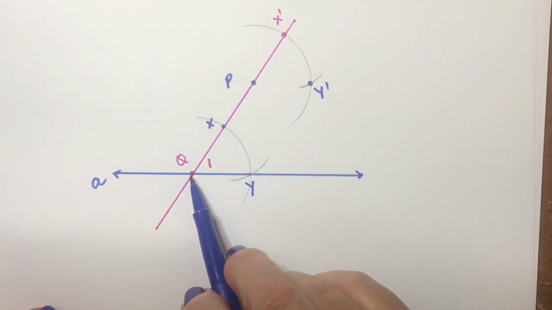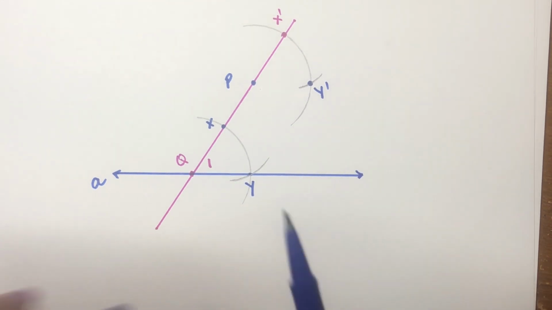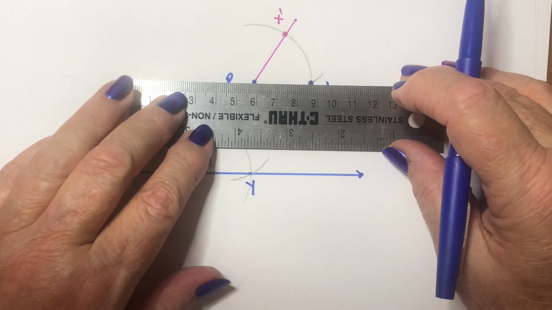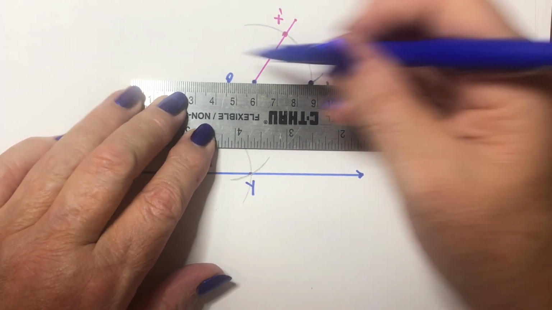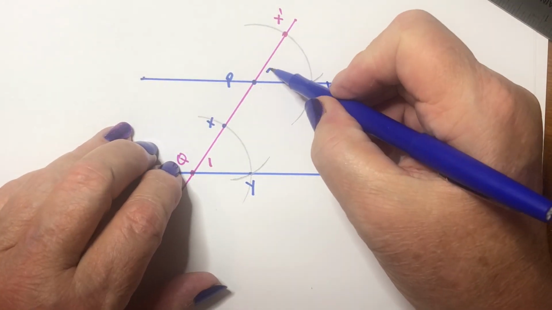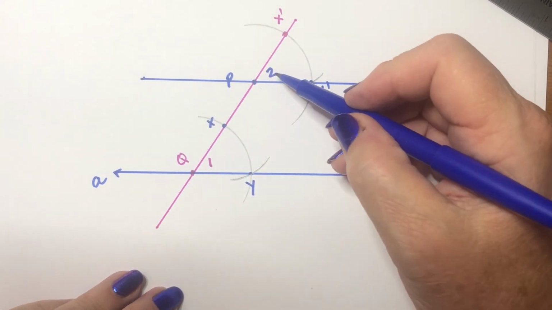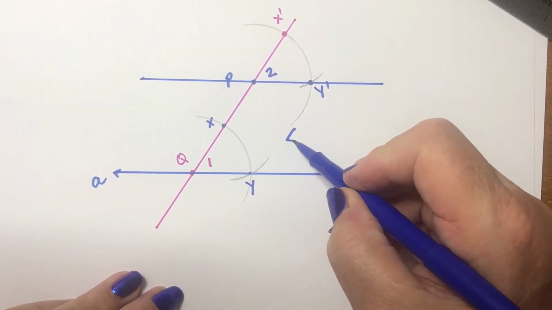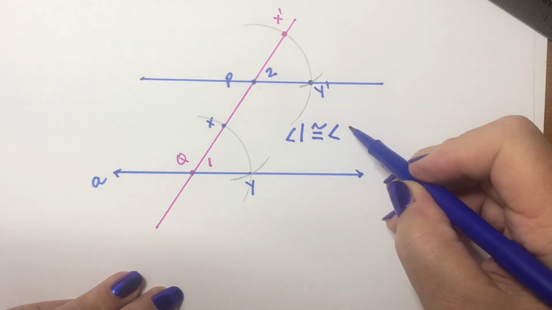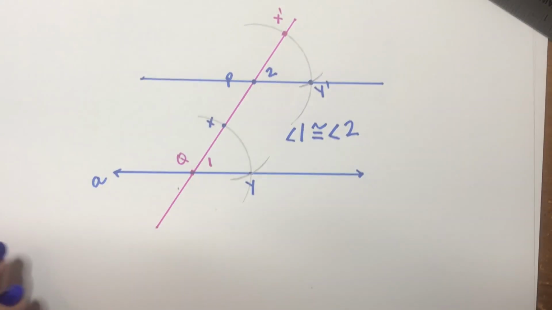And just like this went Q through Y, I need a line that's going to go P through Y prime. So carefully lining them up, P through Y prime, draw a nice line like this. And this angle that I just created, angle 2, right here, that's a copy of angle 1. And since angle 2 is a copy of angle 1, I know that they are congruent. They are the same size and shape. So I can say angle 1 is congruent to angle 2. So this is what I constructed.